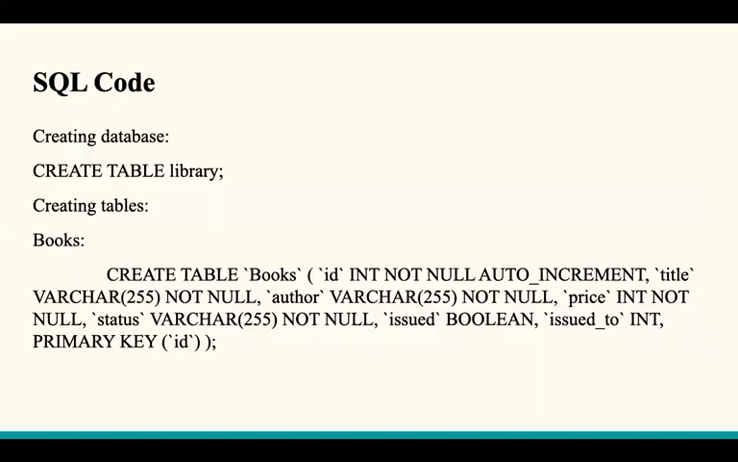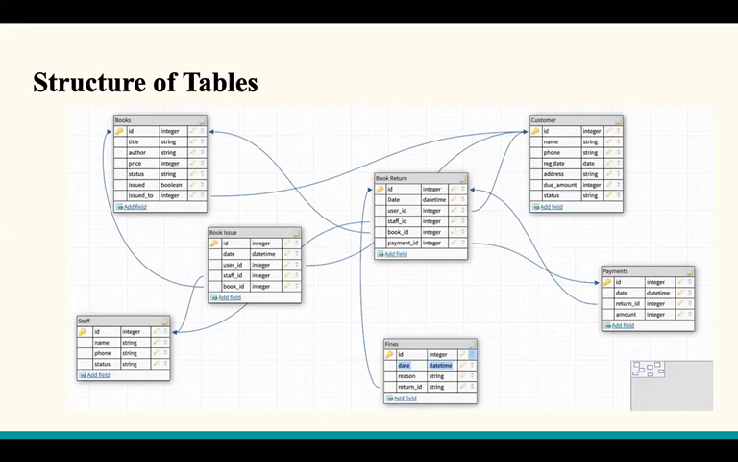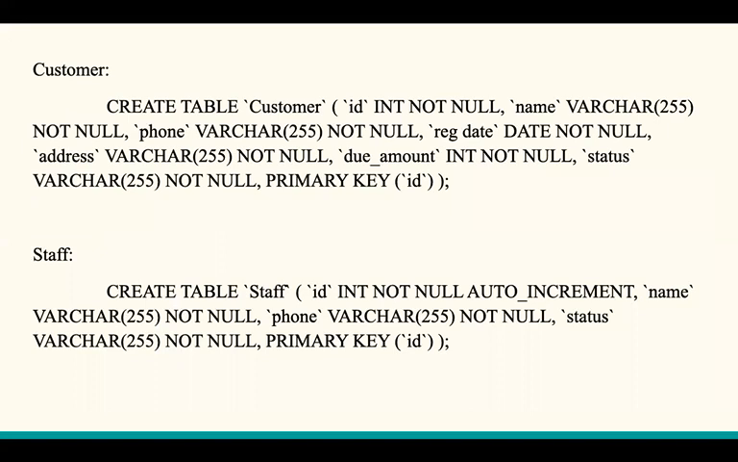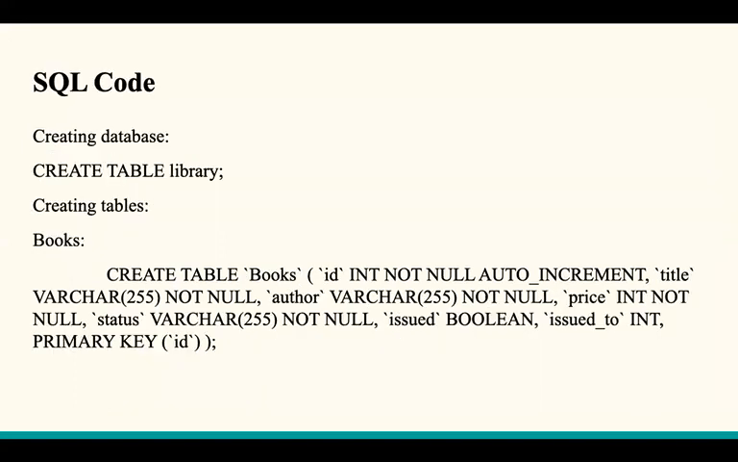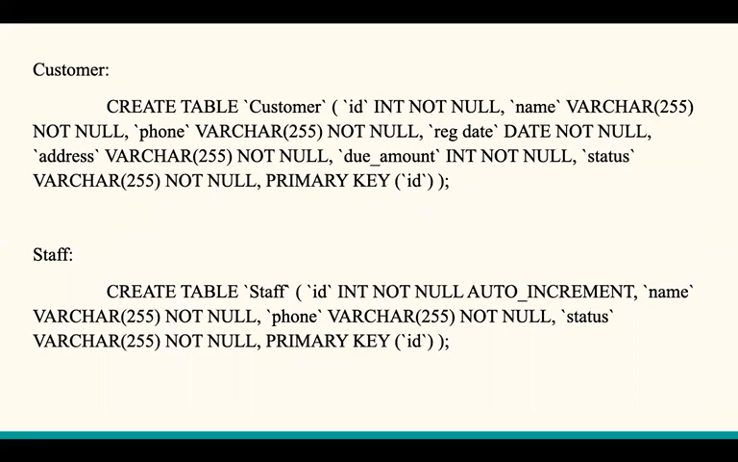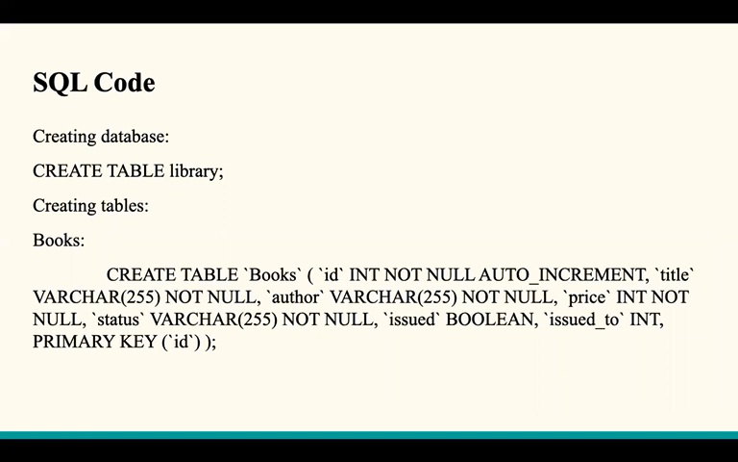Here you can see the description for all the tables: books, customers, staff, book issue, book return, payments, and fines. To demonstrate the operations of the database, we have inserted some random data into the database, as you can see in this slide. This is a query to insert data into the book issue table. This is the query to insert data into the book return table.